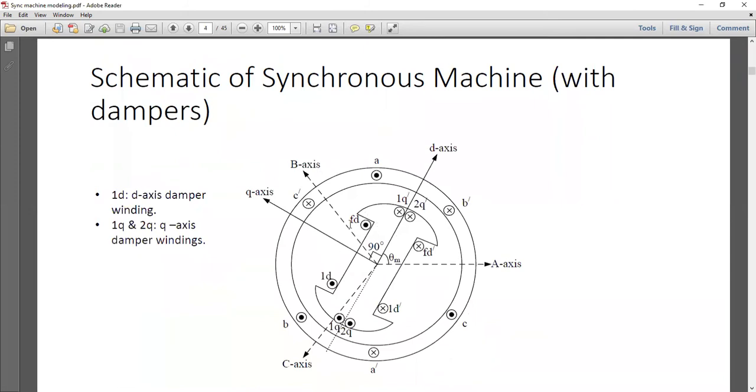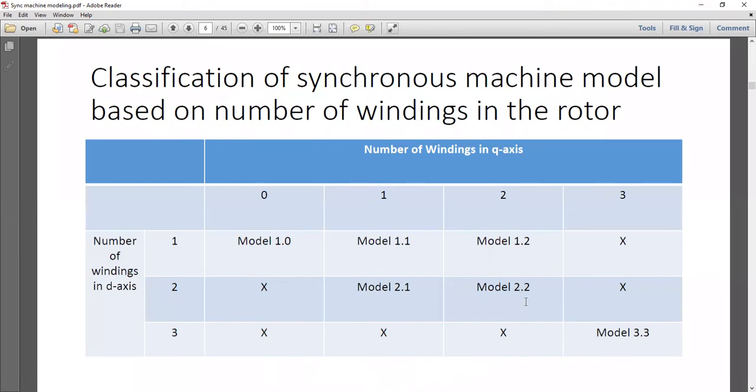Two sets of coil in the d-axis, one is FD and one is 1D, and two sets of coil in the q-axis, one is 1Q and another one is 2Q. This is 2.2. Similarly, you may have other combinations, but they would be limited to these combinations only. There are some combinations which are not accepted, for example model 2.0, that's not acceptable.